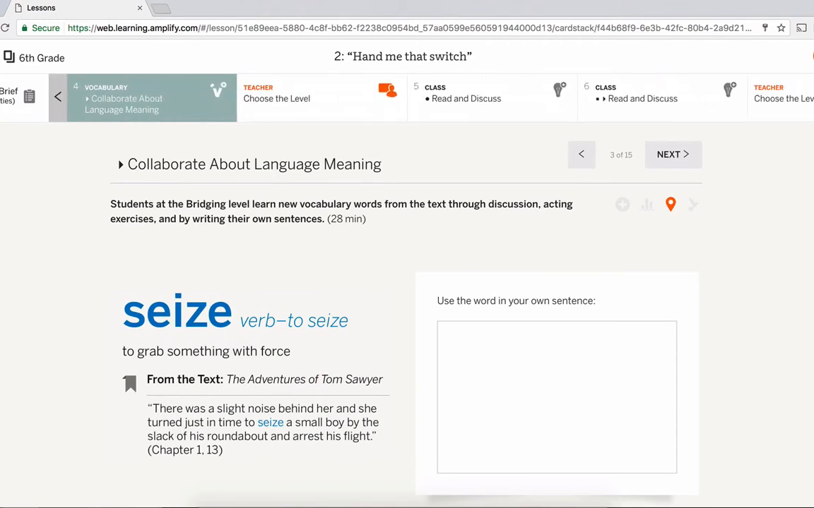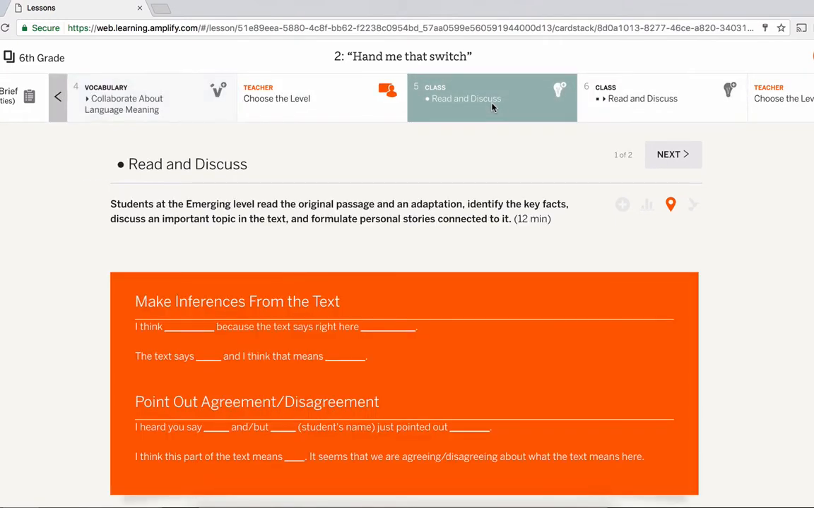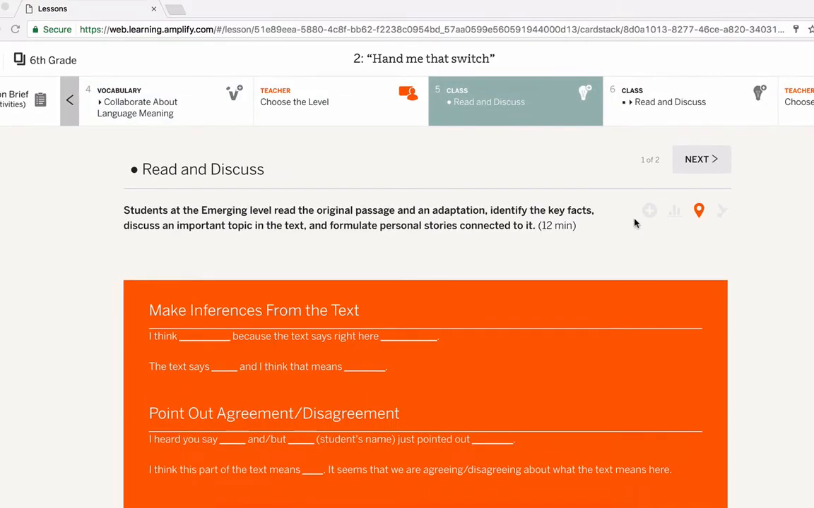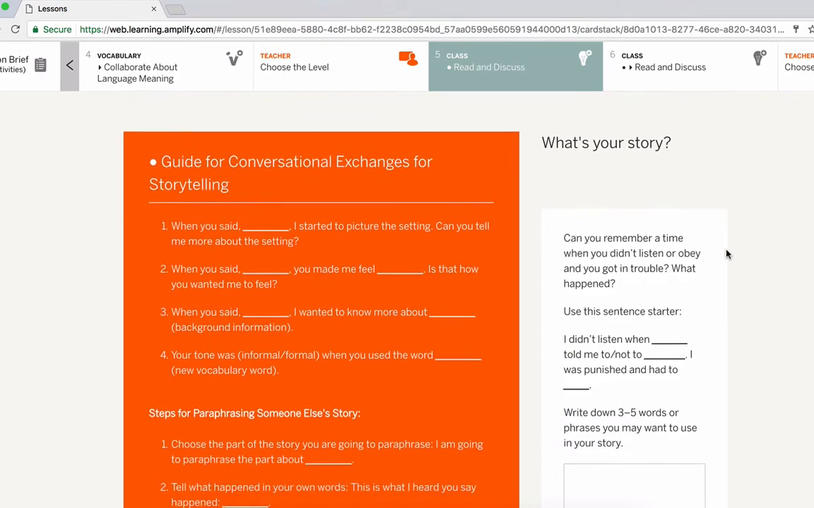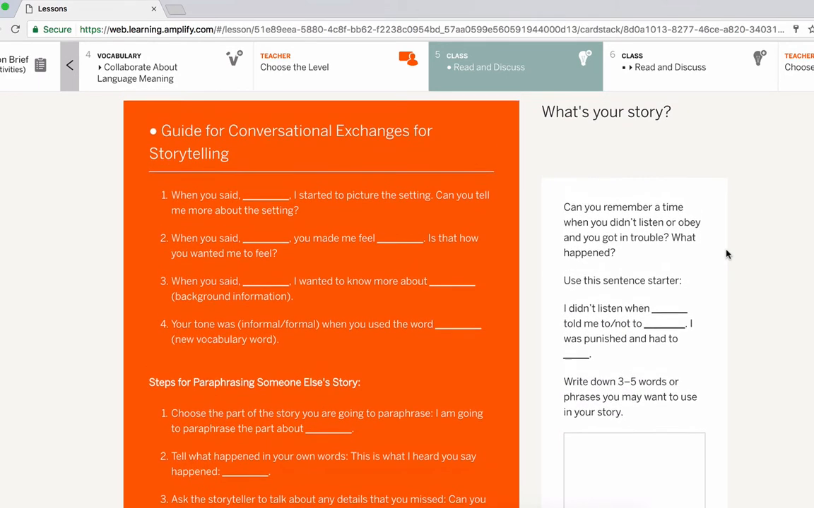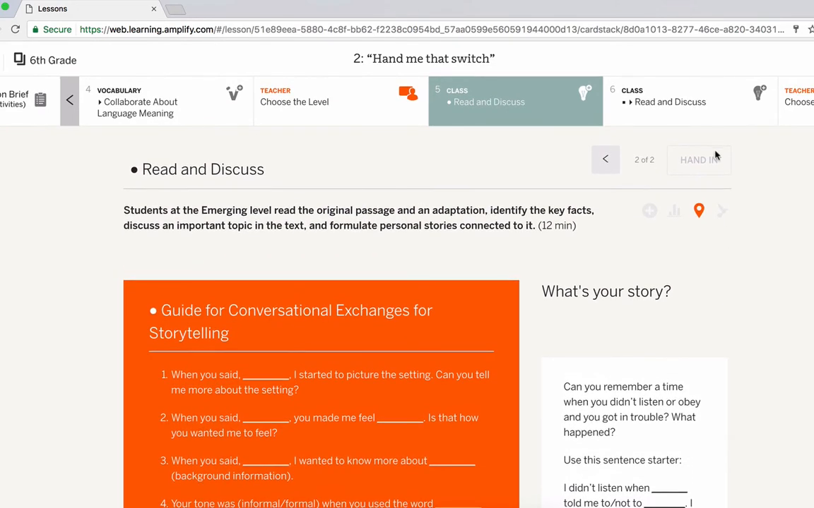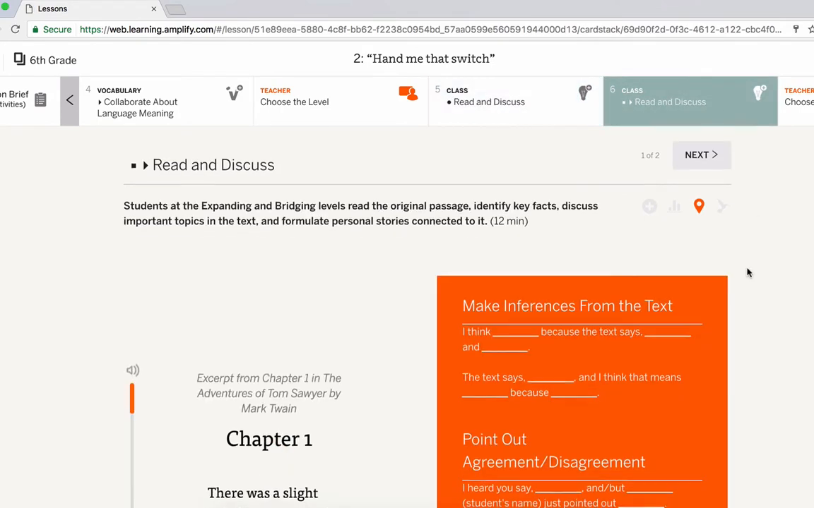Next, students read and discuss the passage. Students read the passage with their teacher and answer and discuss basic comprehension questions to ensure their understanding of the passage. After this, they have an opportunity to make a personal connection with the What's Your Story activity.